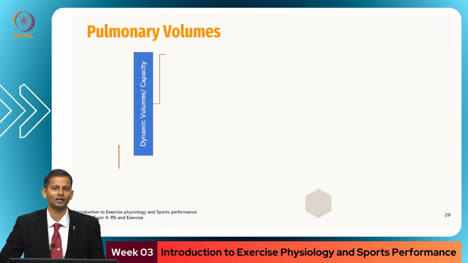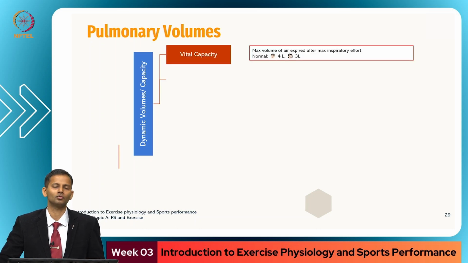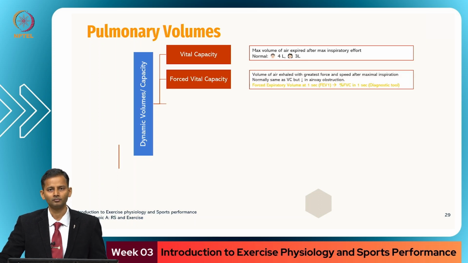So let's see the dynamic volumes. It's also called capacity because it is in relation to the timed effort. The vital capacity is the maximum volume of air expired after maximum inspiratory effort. So normally it is about 4 liters in males and 3 liters in females.